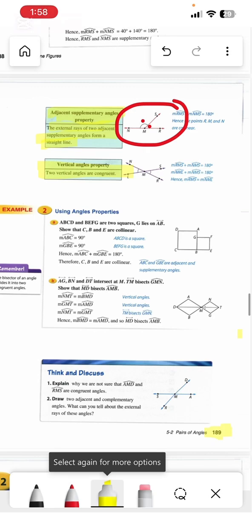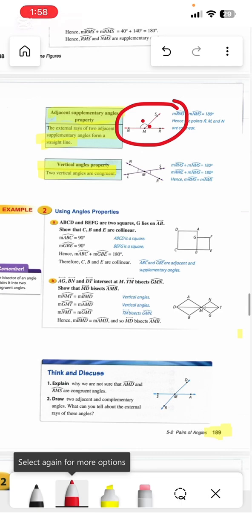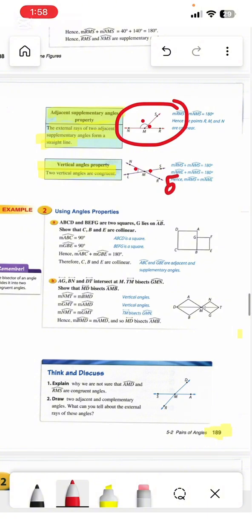The second property talks about vertical angles. Whenever you have vertical angles, they are congruent. What does congruent angle mean? It means equal angles. If you look at the figure, we have SMR, this angle, and NML, this angle. They are vertical to each other. For example, if SMR is 50 degrees, for sure NML would be 50 degrees. That is what the property says. So vertical angles, in any figure, are equal in measurement.